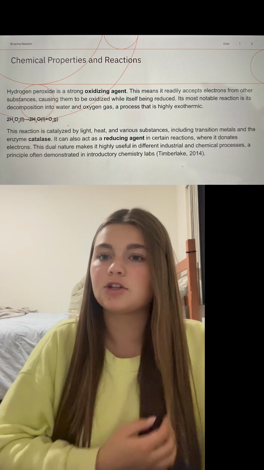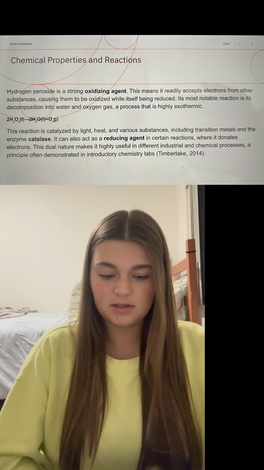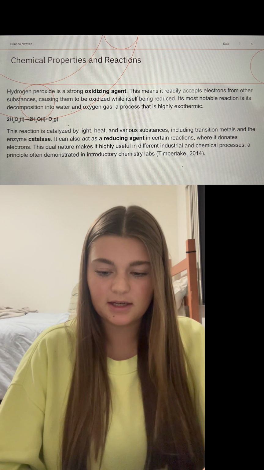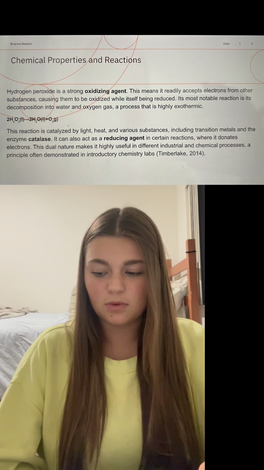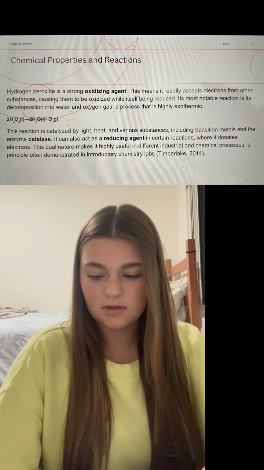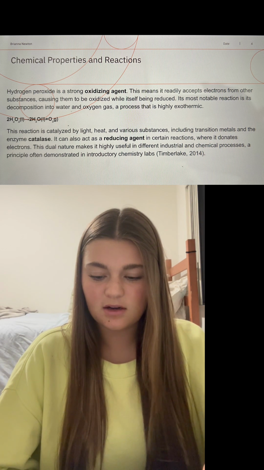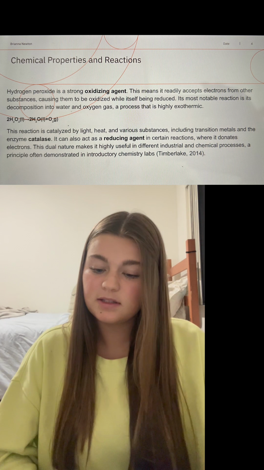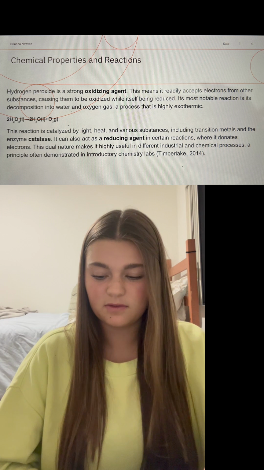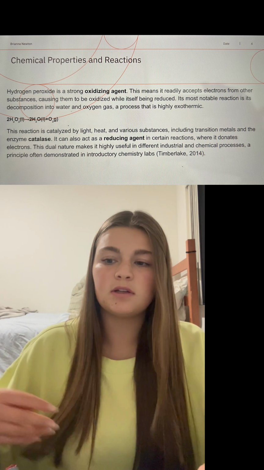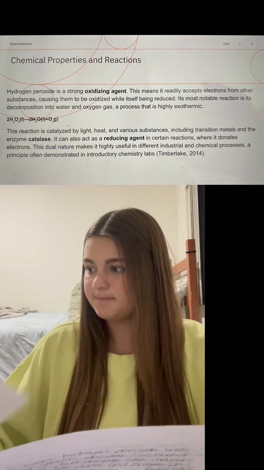Chemical properties and reactions. Hydrogen peroxide is a strong oxidizing agent, which means it accepts electrons from another substance, causing that substance to be oxidized. In this role, hydrogen peroxide is reduced, normally by breaking down into water, which is H2O. This oxidizing power is what makes it an effective disinfectant, as it can break down the cell membranes of microorganisms. That's why you can use it on wounds to take away bacteria and disinfect.